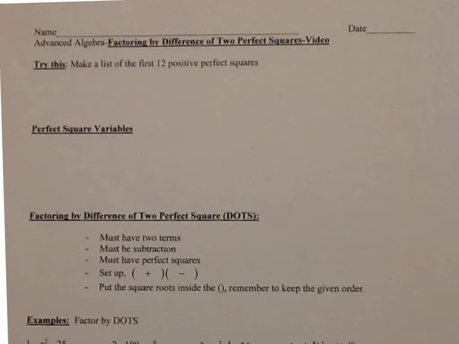Okay, so let's just talk about what a perfect square is. A perfect square is the product. Remember, product means the answer to a multiplication problem. The product of a number multiplied by itself. So the first smallest positive perfect square there is would be 1, because 1 times 1 is 1.